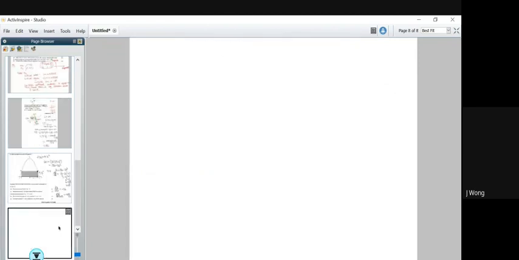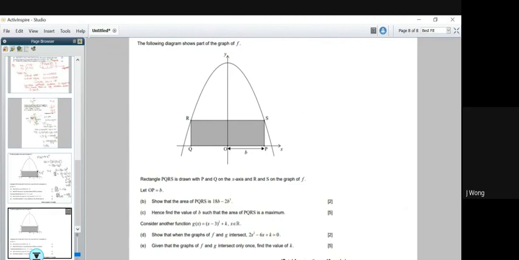Okay, and now C, hence find the value of B so that the area is at the maximum. So again, if I want to find the instant where it maximizes something, if it is not a trigonometry equation where we could see easily, we need to differentiate that. So here we'll just differentiate this, d by db. So we have 18 minus 6b squared. Make this equal to 0.